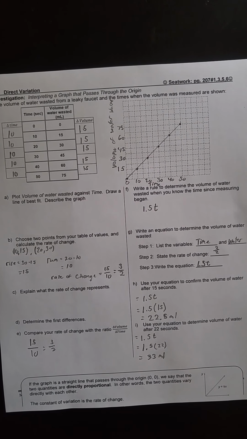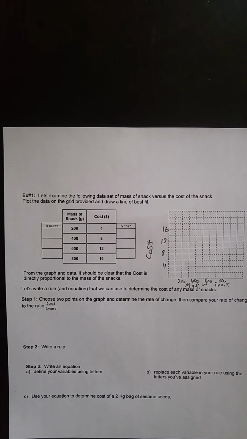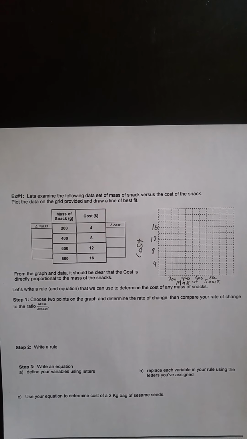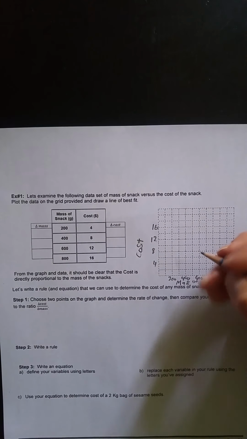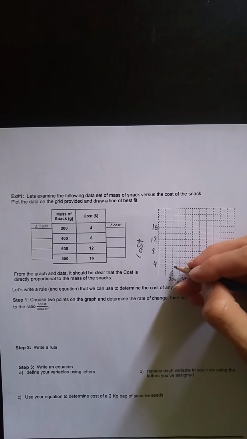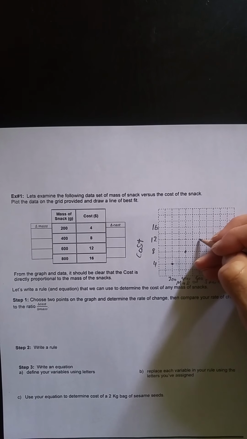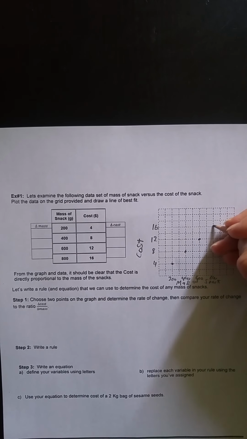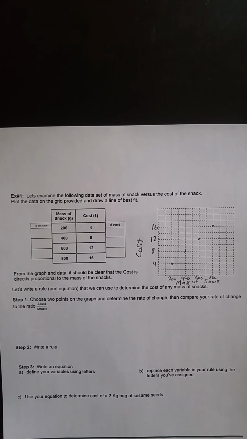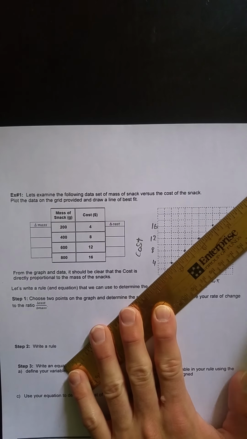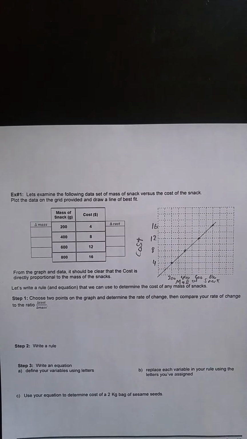Okay, now on to the next page. We have a new chart here and a new graph. What does it say? First, plot the points. So when cost is $4, our mass of the snack is 200, okay? And 8, 400, so line it up. Looks like it's going to be another linear relation. So draw a line of best fit. There it is.